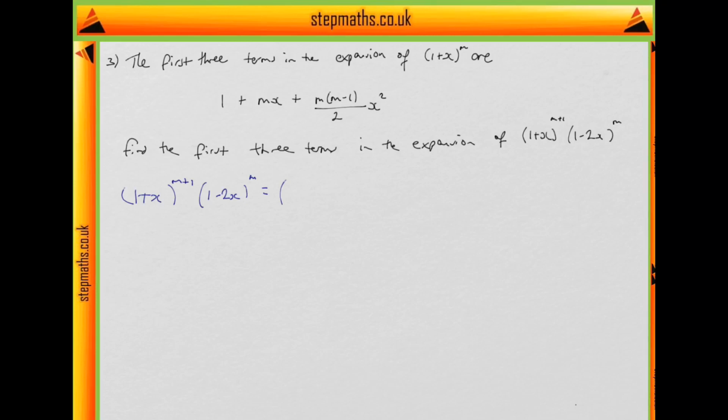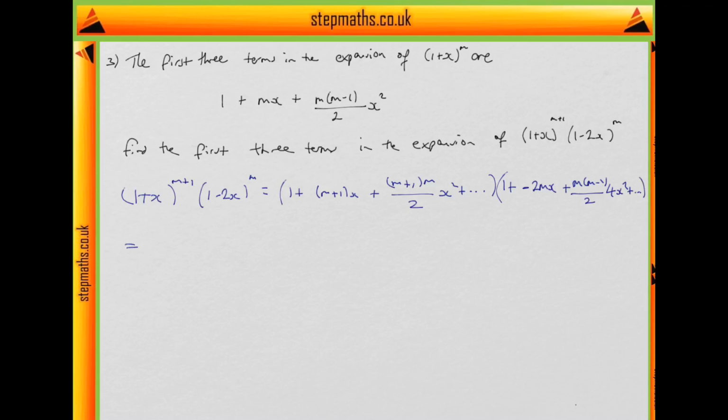Doing that, the 1 doesn't change, the m becomes an m + 1. And then the m here becomes an m + 1 times, well, m + 1 - 1 is m, over 2 x squared plus dot dot dot. That's multiplied by, okay, now we replace every instance of x with a minus 2x. So the 1 stays as a 1, the plus mx becomes a minus 2mx, and then we get a plus (m-1)/2, and then (-2x) all squared gives you 4x squared plus dot dot dot.